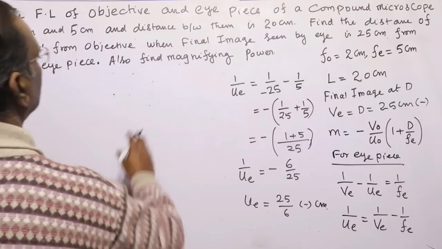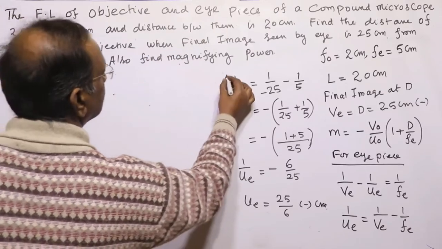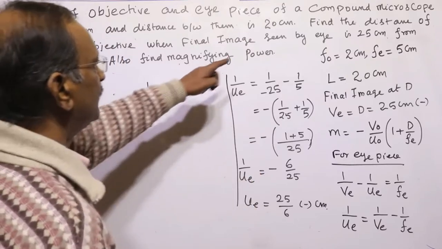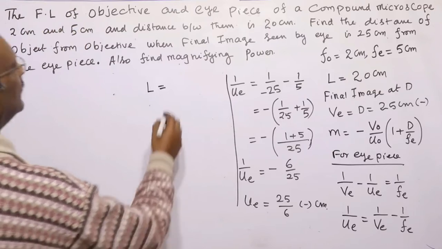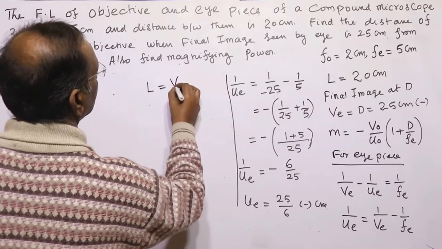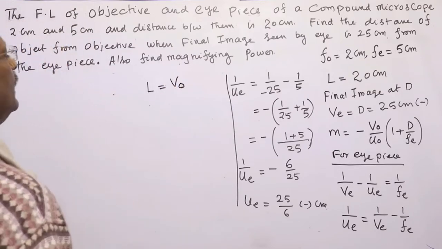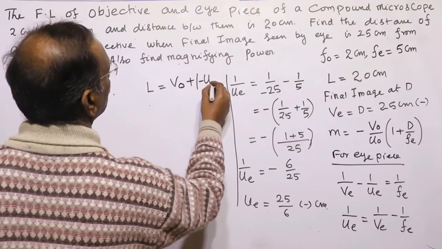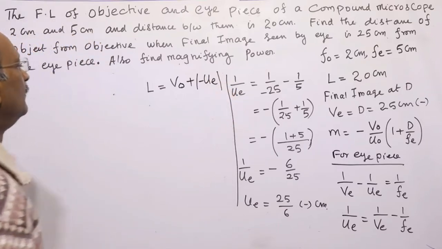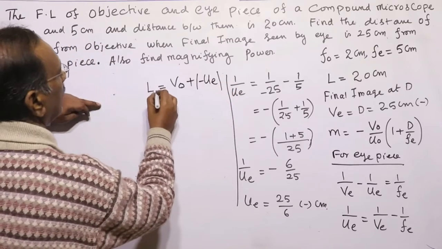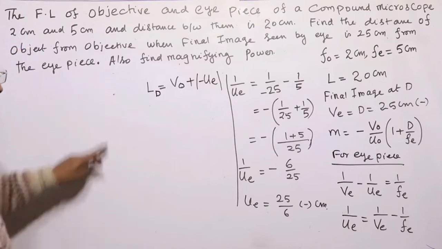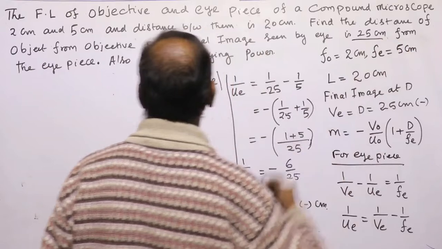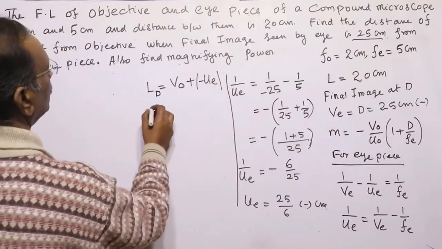So UE is already found out. From the length of the tube L, since the image is formed at the least distance of distinct vision, the length of the tube is equal to V naught, that is the image distance of the objective, plus modulus of UE. This is the distance when the image is formed at the least distance of distinct vision, that is at 25 centimeters. So we have to find out V naught.